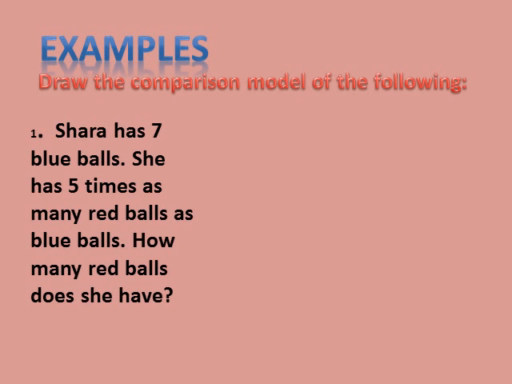Alright, so for this first example, Shara has 7 blue balls. She has 5 times as many red balls as blue balls. How many red balls does she have? Okay, so we know that she has red and blue balls, and at the beginning, it is given that she has 7 blue balls. So let this blue box represent the number of balls that Shara had, and that is 7.